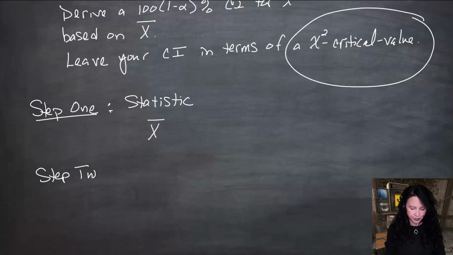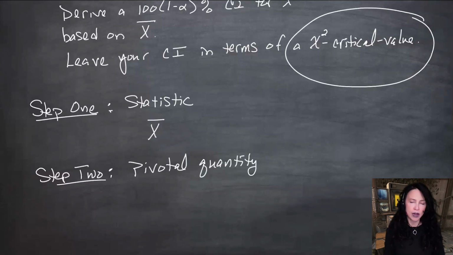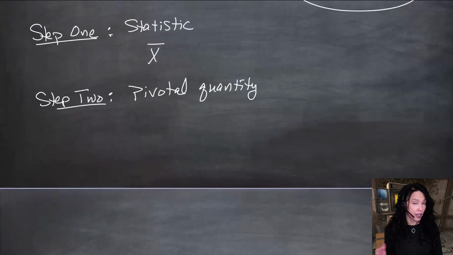Step 2 is to find a pivotal quantity. This is a function of that statistic and the parameter lambda, whose distribution is known to us and unknown parameter free. What can we do with X bar to get it to a distribution that is not dependent on lambda?